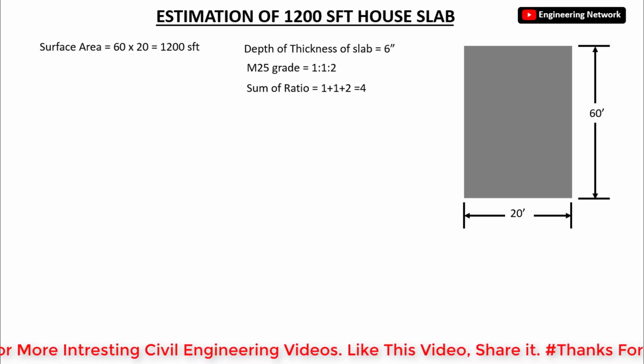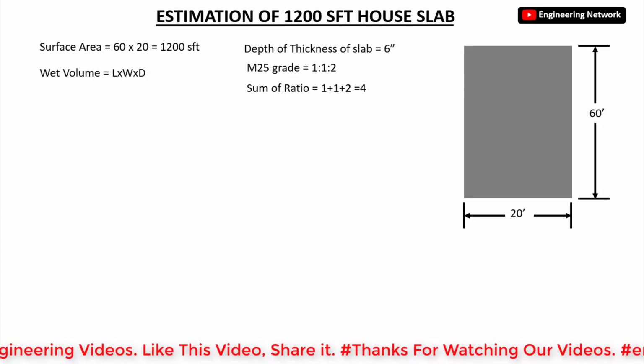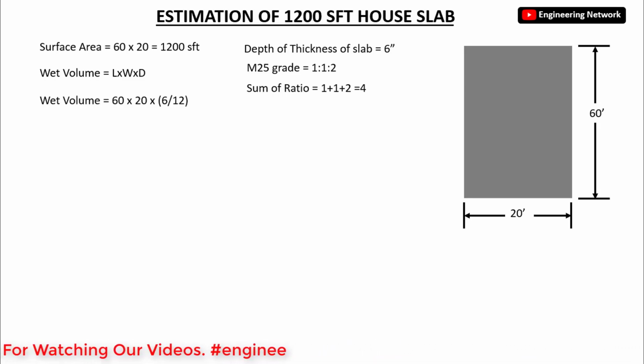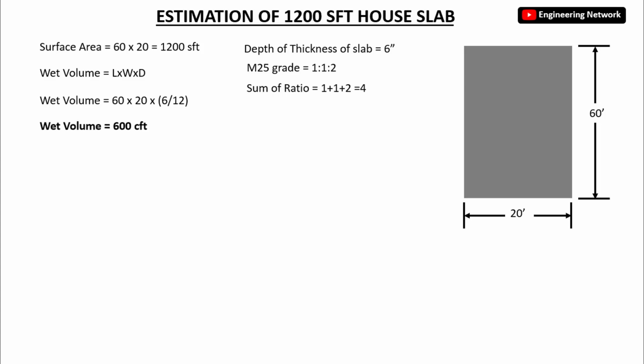Now the first step is I will calculate the wet volume of the slab, which is equal to length into width into depth. So wet volume is equal to 60 into 20 into 6 divided by 12, because 6 is in inches. After calculation, the wet volume will become 600 cubic feet. Now I want to convert the wet volume into cubic meter. So we know that 1 cubic meter is equal to 35.31 cubic feet. So 600 divided by 35.31, and the wet volume in cubic meter will become 17 cubic meter.